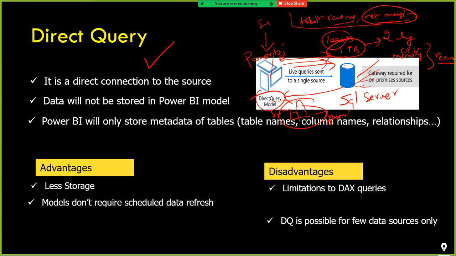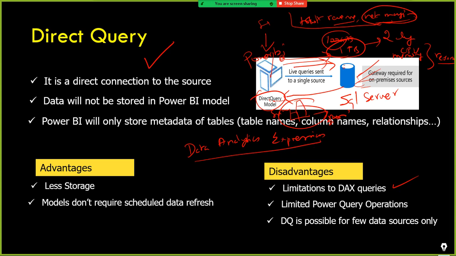The limitation when it comes to direct query is that you cannot use all the DAX functions. What is DAX? DAX stands for Data Analysis Expressions. Built-in functions are available as part of DAX, and with those built-in functions you can do advanced analytics. All the DAX functions that are available in Power BI Desktop are not available in direct query mode. Only a few of them are available.